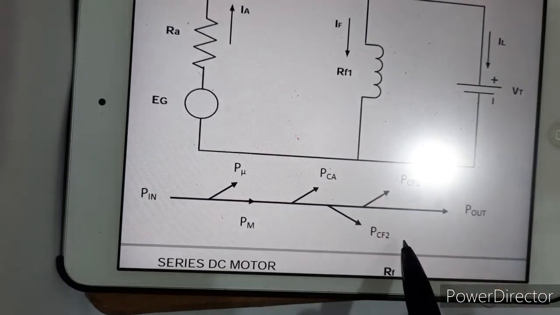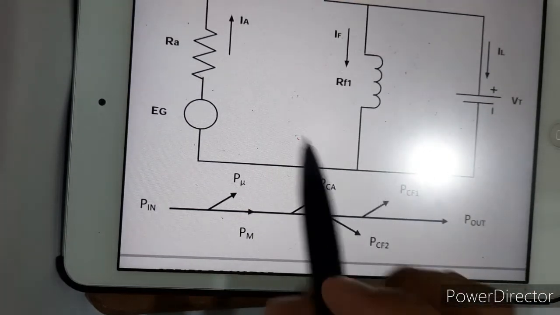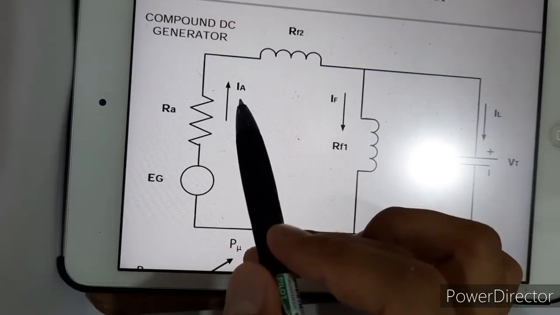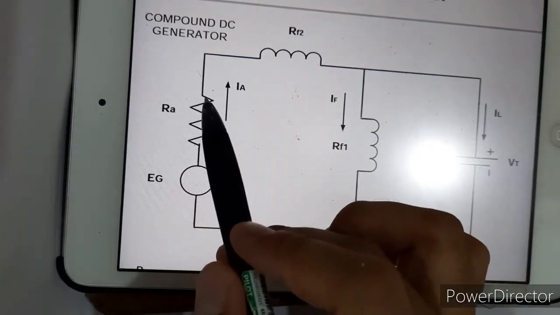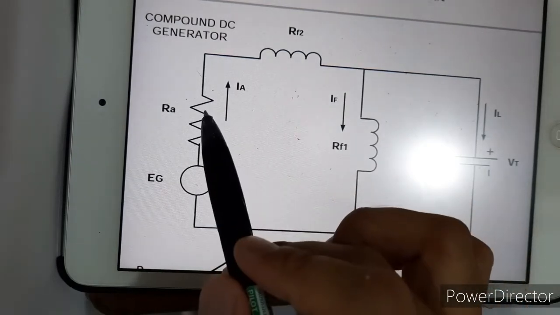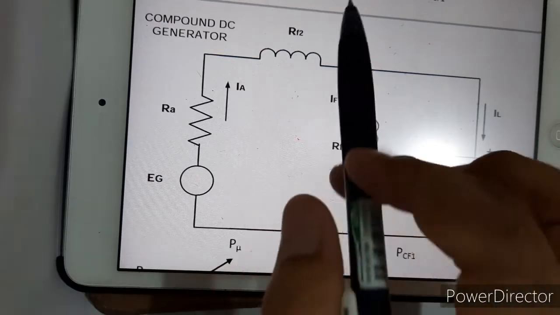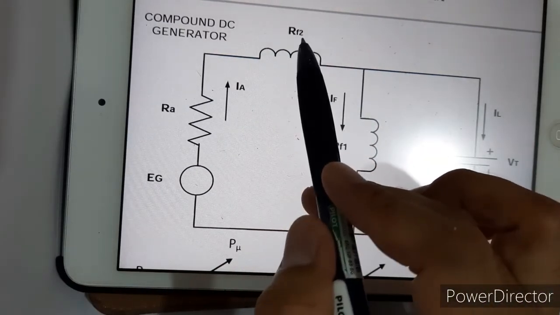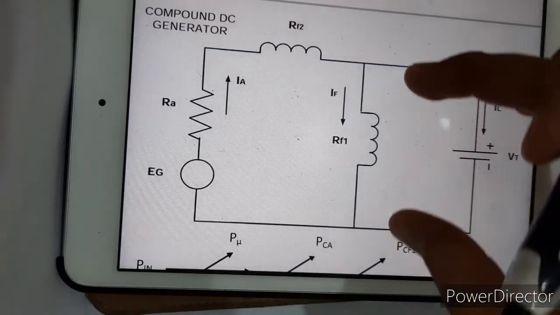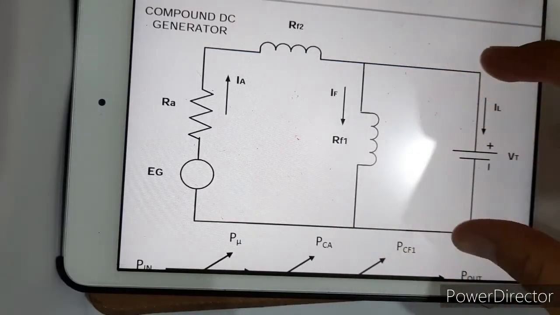And then for PCF2 and PCE, the current flowing through RE and RF2 is IE. To determine the power drop across RE and RF2, we use IA squared multiplied by RA to determine PCA, and then IA squared multiplied by RF2 to determine PCF2. So how do we determine IF? Because this is parallel.